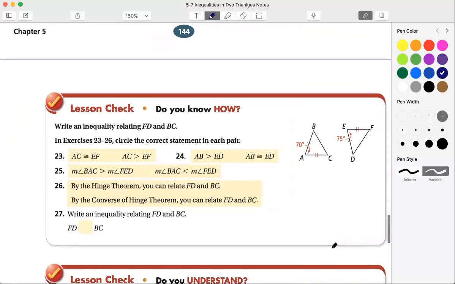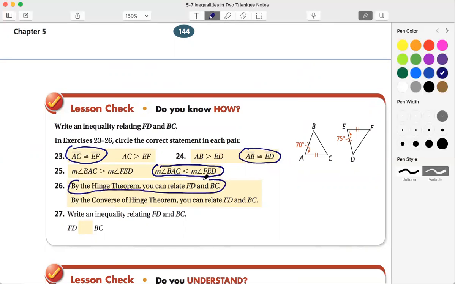All right. So write the inequality relating FD and BC. Okay. So circle the correct statements. AC is equal to EF. AB is congruent to ED. And measure of angle BAC is less than measure of angle FED. So by the hinge theorem, I can relate FD and BC. Write the inequality. FD must be greater than BC.